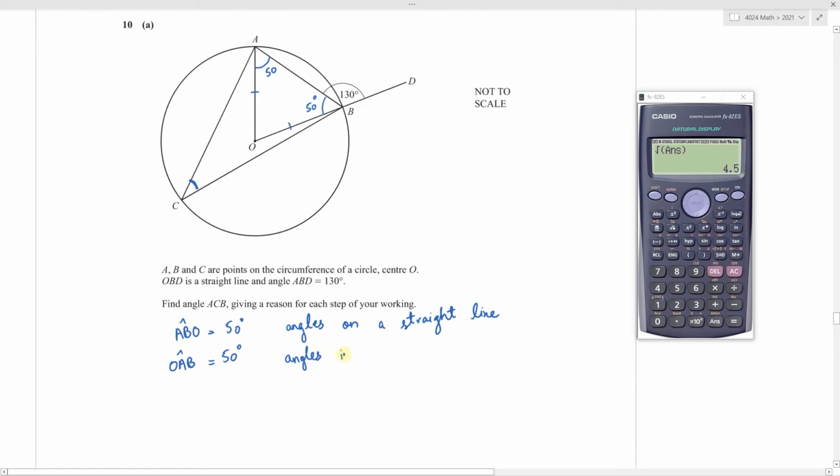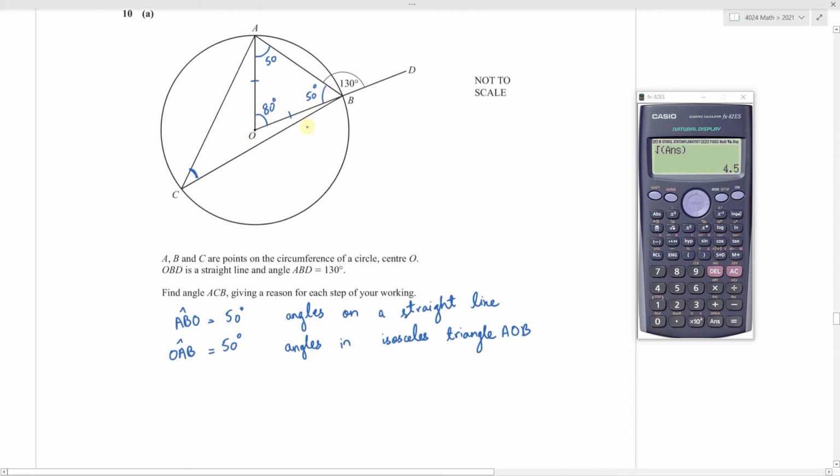angles in isosceles triangle AOB. So if this is 50, this is 50, they sum up to 100, and then this angle here will be 80 degree, because sum of all angles in a triangle is 180 degree.